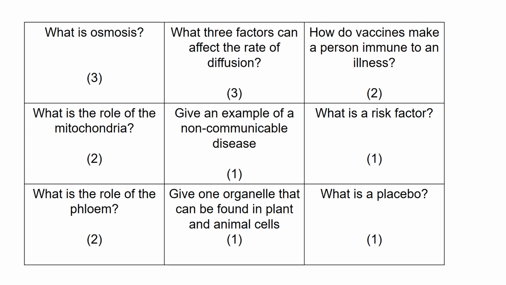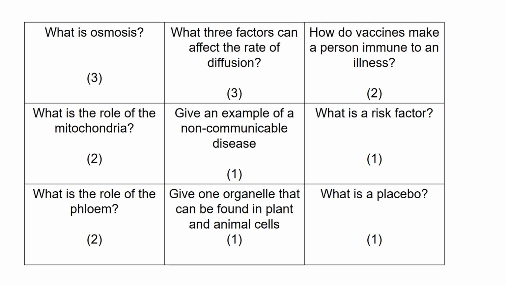What is the role of mitochondria? Well, this is the site in the cell where respiration takes place, and that releases energy for the whole of the body in the cell. The next one, give an example of a non-communicable disease. A really obvious one is cancer or asthma or diabetes. What is a risk factor? A risk factor is anything that can also affect your health. So, for example, if you don't sleep enough, you're more likely to get ill. If you smoke, you are more likely to damage your health.